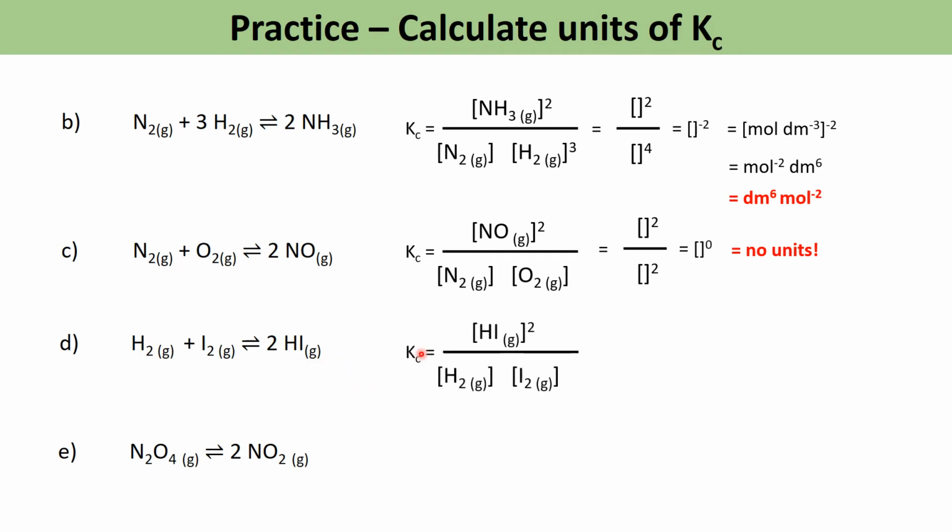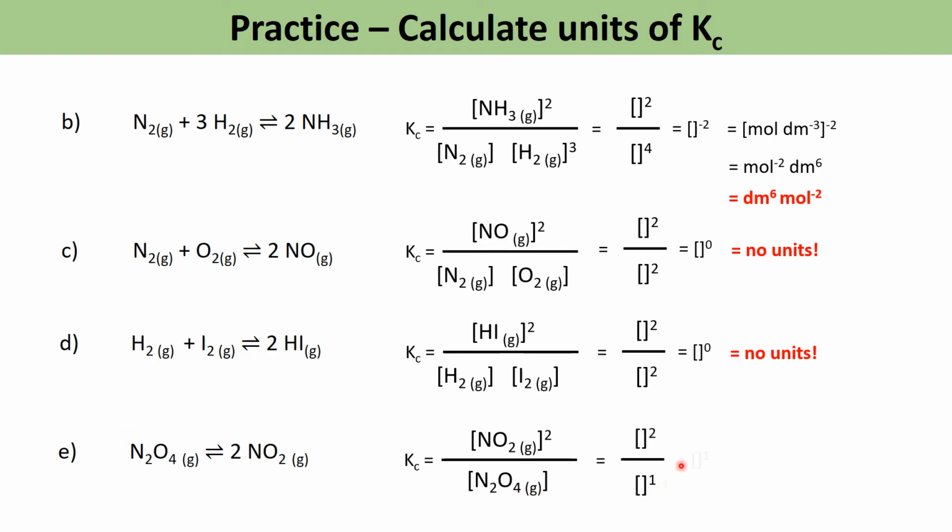So we're going to have products raised to the power of their stoichiometric coefficients divided by reactants raised to the power of their stoichiometric coefficients. This simplifies to n to the 2 over n to the 2, which gives n to the 0. And there are no units. Finally, we've got nitrogen dioxide raised to the 2 divided by nitrogen tetroxide, I suppose you could call it, raised to a 1. So that's 2 over 1. 2 minus 1 is equal to 1. So multiplying the units by themselves essentially gives you moles per decimeter cubed.